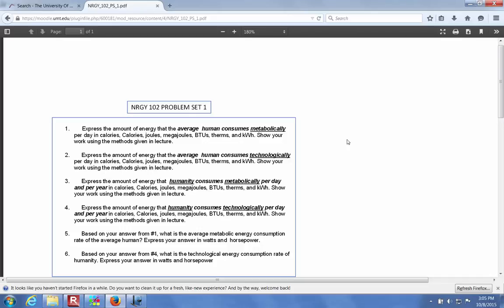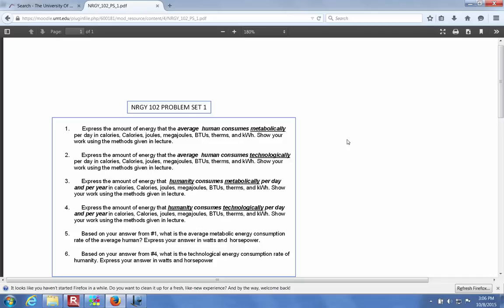When you go to document this assignment, it's good to do it in a table. And it'll help you to do it in a table if you know Excel at all. Even if not, it'll help you because you can just move, like you go ding, ding, ding, and get the calculations done. But a table will help you lay this out. Let's look at this first, as I recall, okay? First, let's look at this first problem in problem set 1. Express the amount of energy that the average human consumes metabolically.